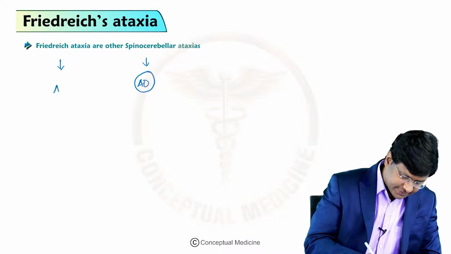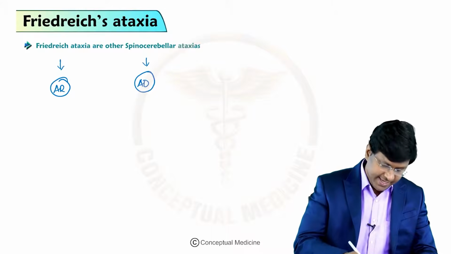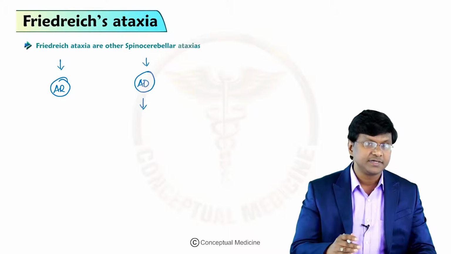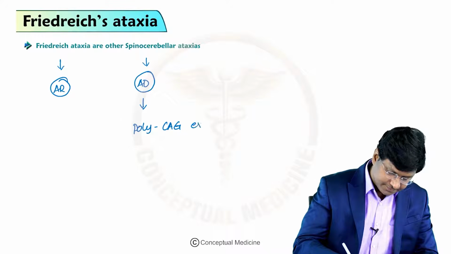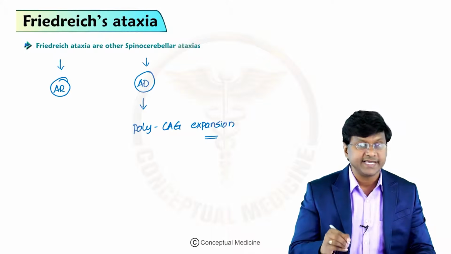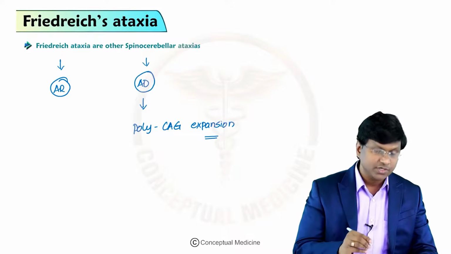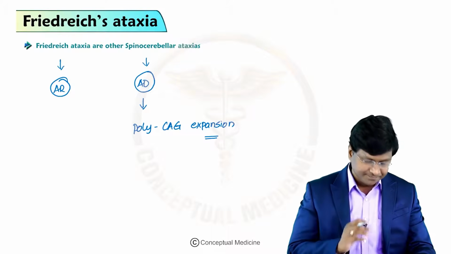Whereas Friedreich's ataxia is an autosomal recessive type of inheritance. And in the autosomal dominant type of inheritance pattern, what is that particular trinucleotide repeat? It is poly CAG expansion of the affected gene. That is what is seen in the other forms of the spinocerebellar ataxia.